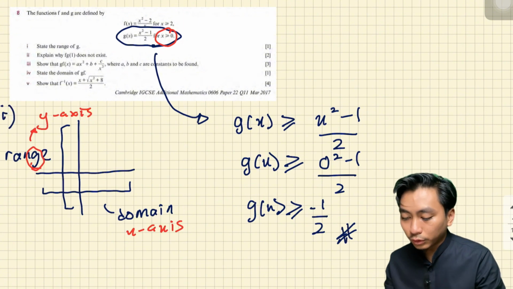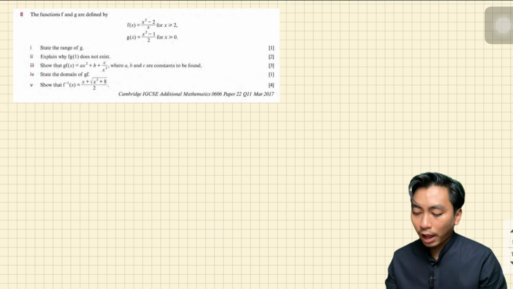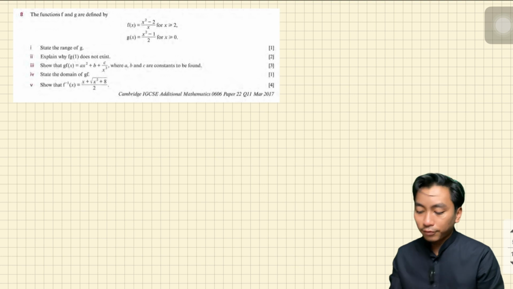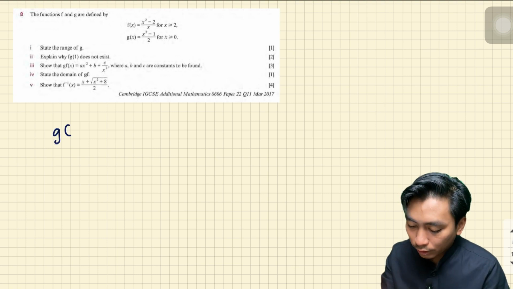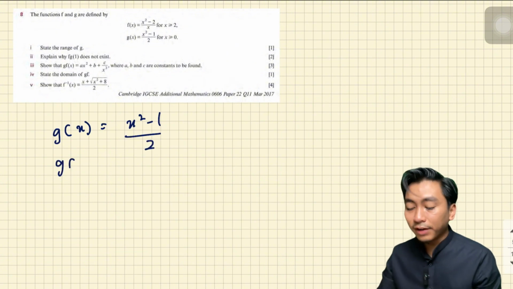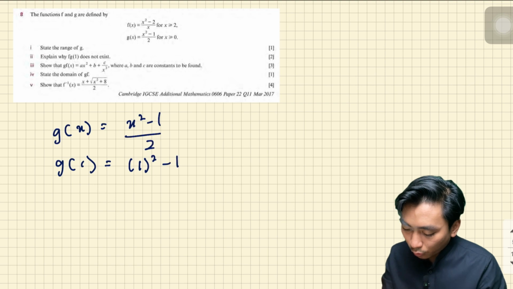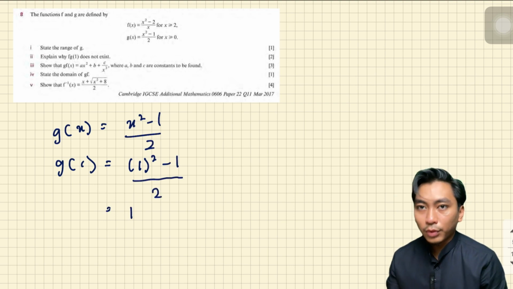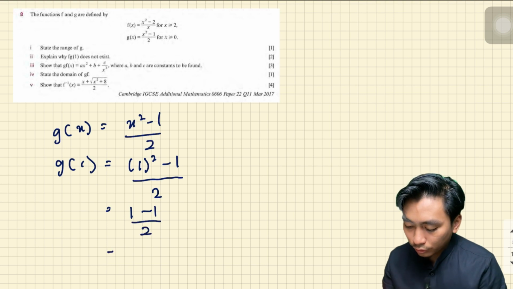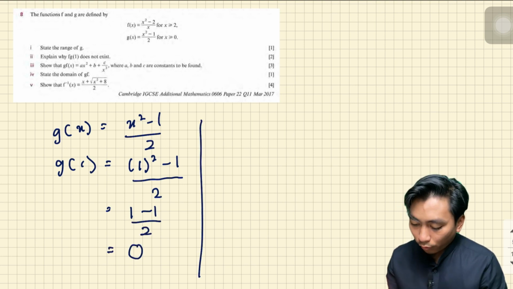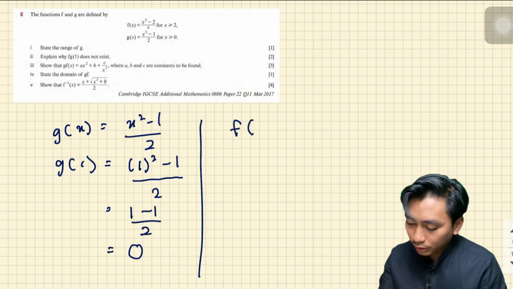Okay, let's look at number 2. Explain why FG1 does not exist. How to determine that it does not exist? First, we do G1. We copy the Gx first, then we substitute the value of x with 1, and you will get 1 minus 1 divided by 2, which is equal to 0. Okay, so then we have to insert the value of 0 into the x.